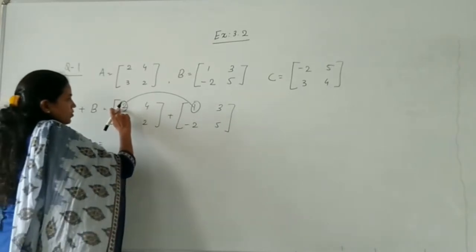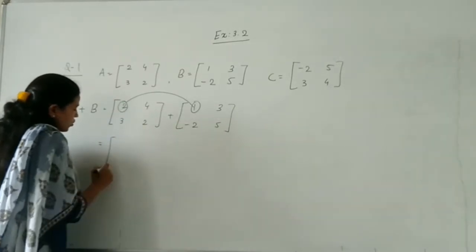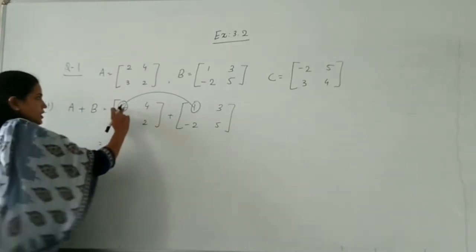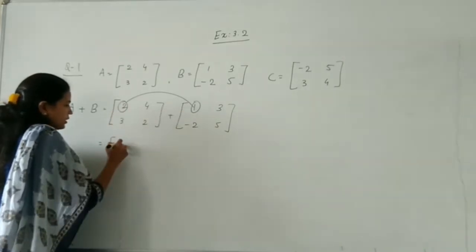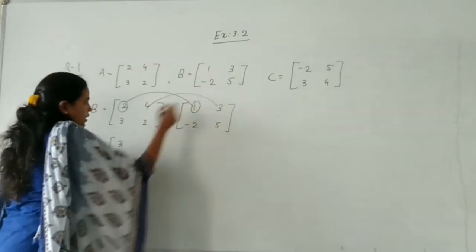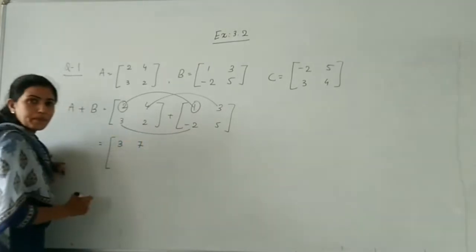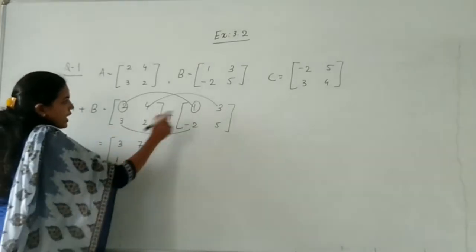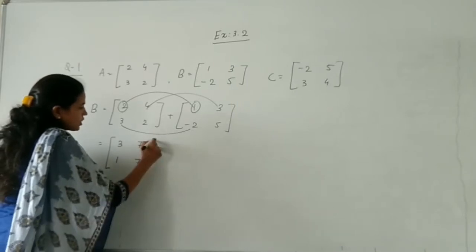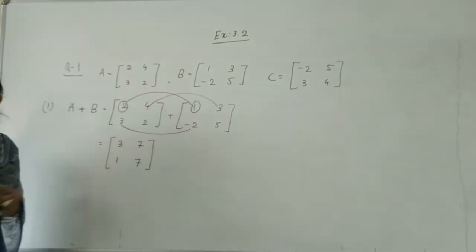So what is that? 2 plus 1. You can now write directly because easy things are there. 2 plus 1, 3. Then 4 plus 3, so it is 7. 3 plus minus 2, 1. And 2 plus 5, so this is 7. Very easy, that is A plus B.